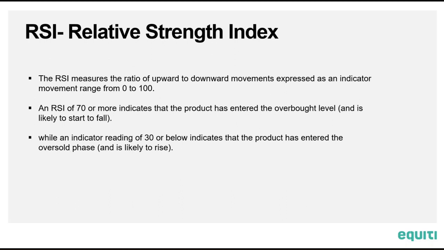Here we're going to be talking about the measurement of RSI and how to read it. The RSI measures the ratio of upward and downward movements, expressed as an indicator ranging from 0 to 100, and we most likely look at levels of 70 and 30. An RSI of 70 or more indicates that the product has entered the overbought level, which is a risky sentiment that we need to explore a little bit. I will show you now on the chart. And a reading of 30 or below indicates that the product has entered an oversold phase.